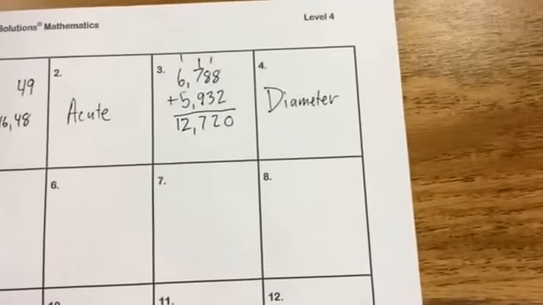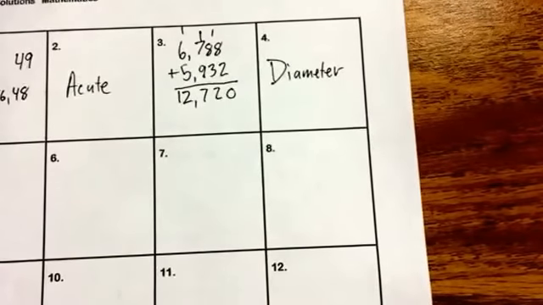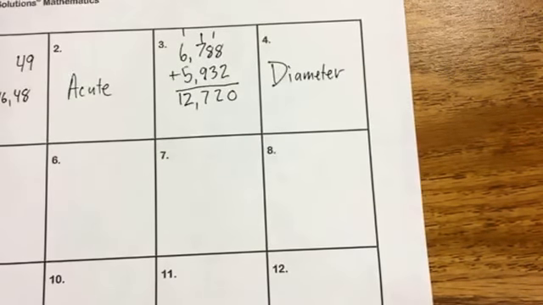The distance across the circle is called the diameter. All right, these are all your bell ringer problems for today. Enjoy the extra practice that I gave you guys today.